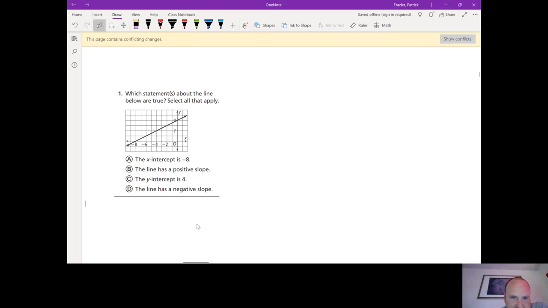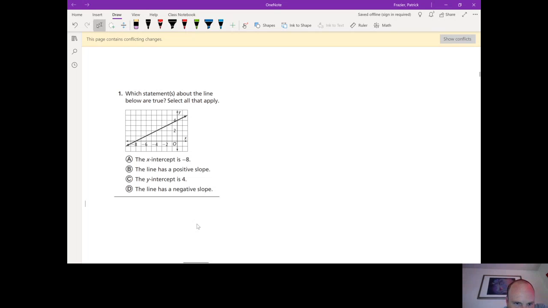It says, which statement or statements about the line below are true? It could be one statement that's correct, or it could be multiple statements. That's why the S is in the parentheses. Select all that apply.